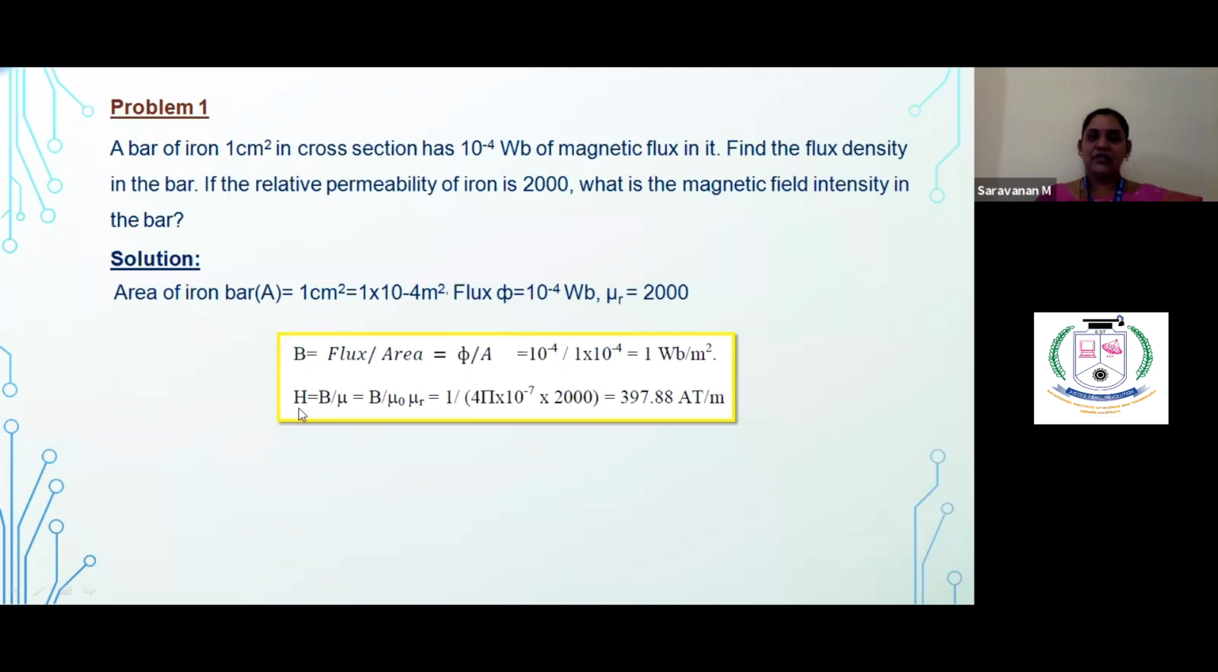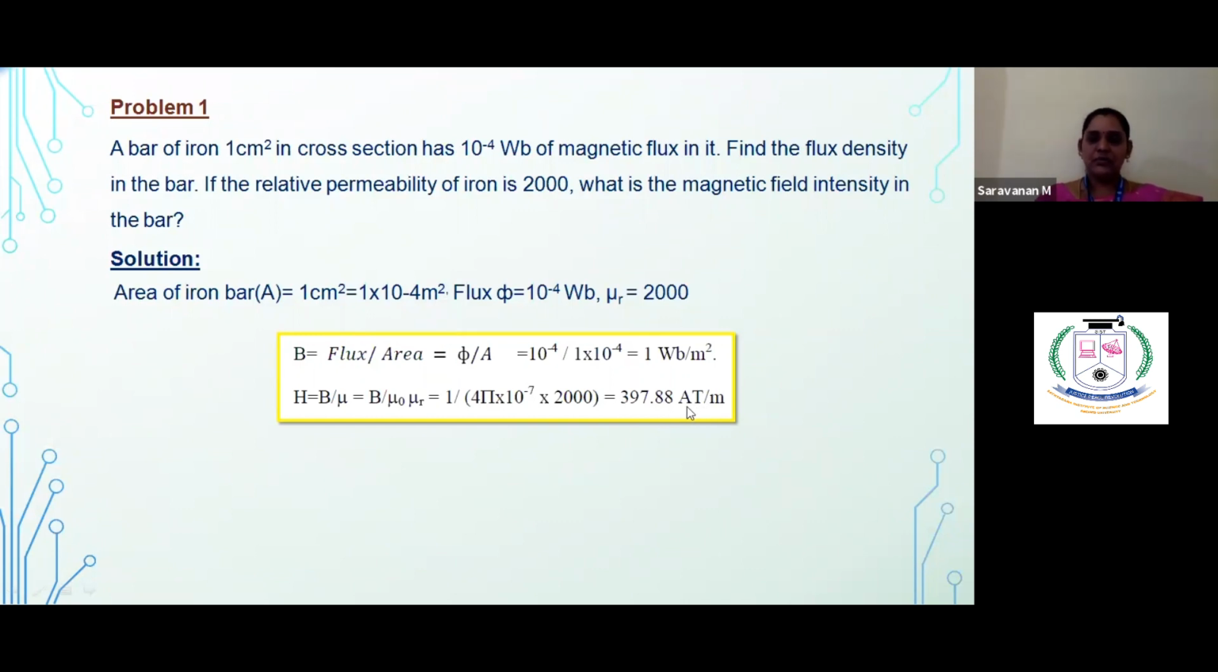Similarly, the magnetic field strength H is given by B by mu. Mu is nothing but mu naught mu r. Mu naught is the absolute permeability, 4 pi into 10 power minus 7, and mu r is the relative permeability, given here as 2000. If the value is not given, then you can assume the mu r value for air to be equal to 1, and substitute it. Now when I substitute, I get 397.88. Please don't forget to mention your unit. Unit is very important. It is ampere turns per meter.